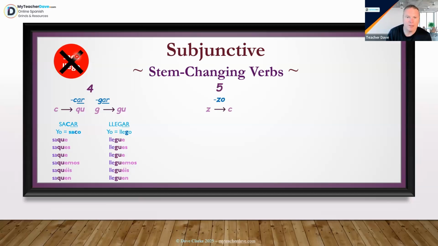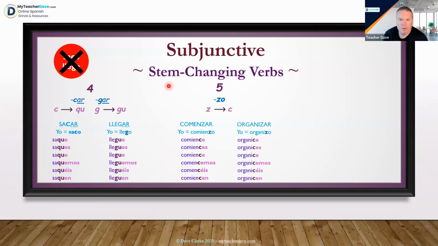Now let's open this up a little bit. Muy bien. We have a very common verb at Leaving Cert level, comenzar. The verb to begin, to start, to commence, anything like that. In the normal present tense, we know it's comienzo, don't we? Yeah, no problem. All we have to do is change that Z to a C. And that gives us comience, comiences, comience, comencemos, comencéis, and comiencen.